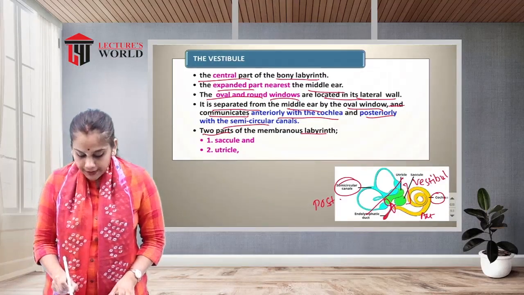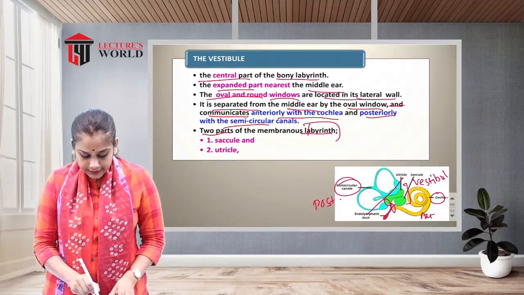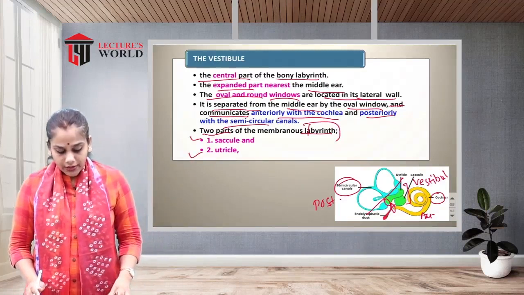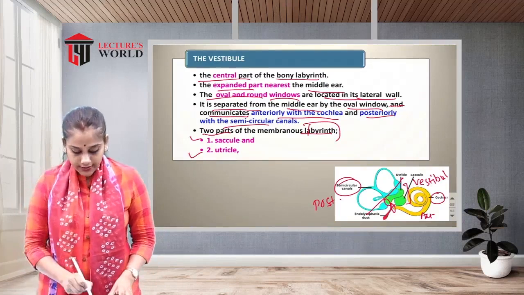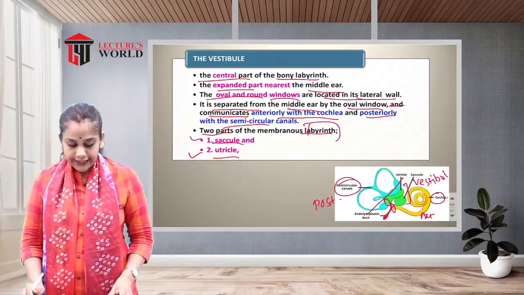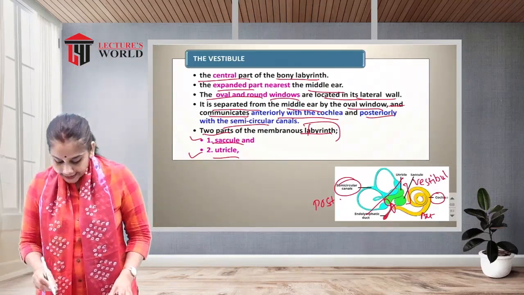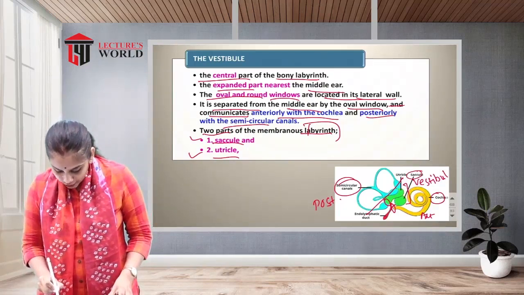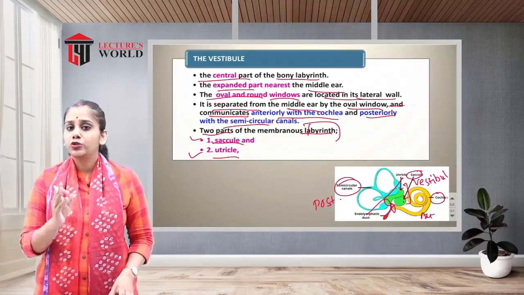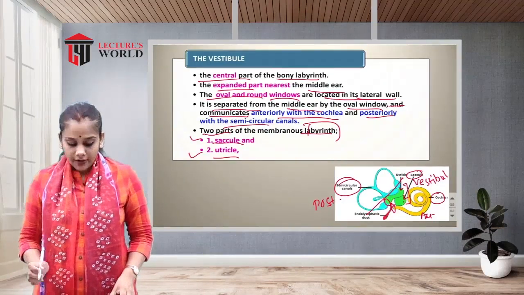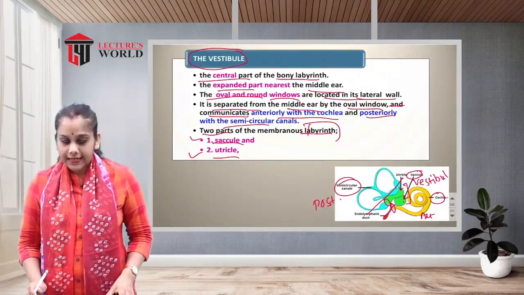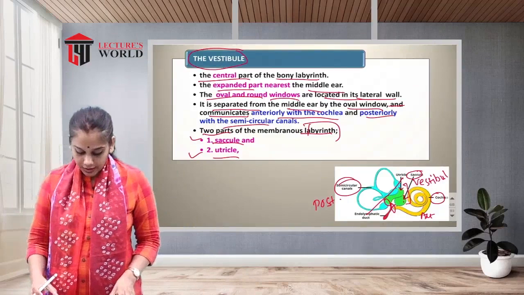There are two parts of the membranous labyrinth in the vestibule, known as the saccule and the utricle. You can see this is the saccule and this is the utricle. These are the two portions of the vestibule.